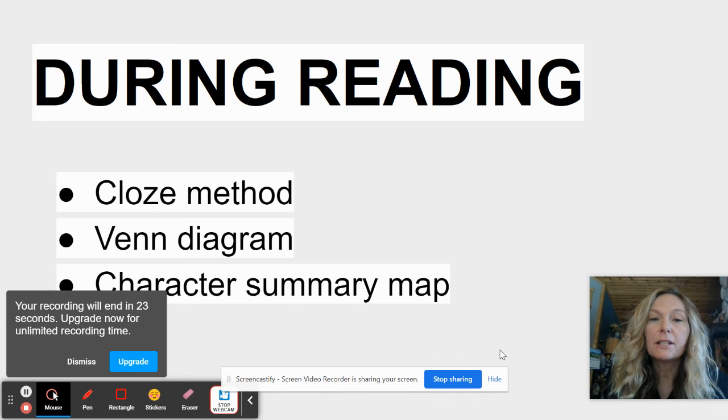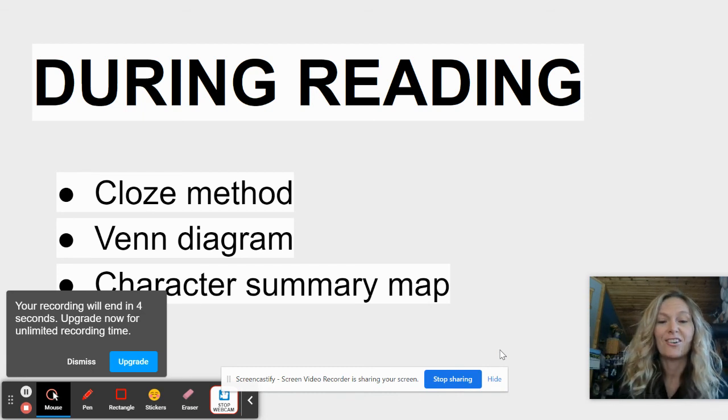The next segment that I'm going to introduce is what to do during reading. And the 3 things that I'm going to share with you that have been effective for students are the close method, the Venn diagram, and the character summary map. So I look forward to sharing that with you.